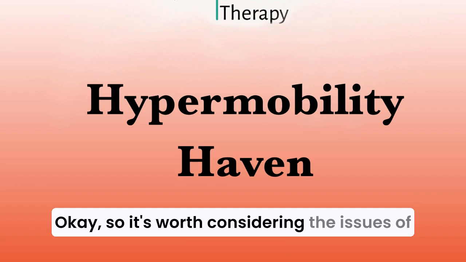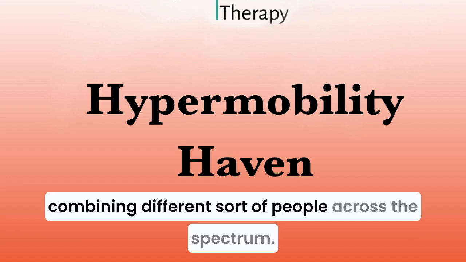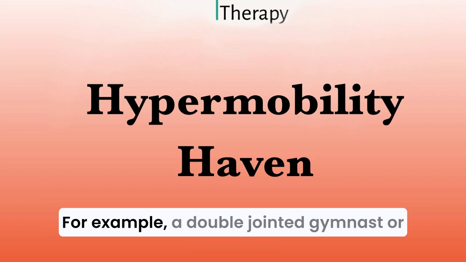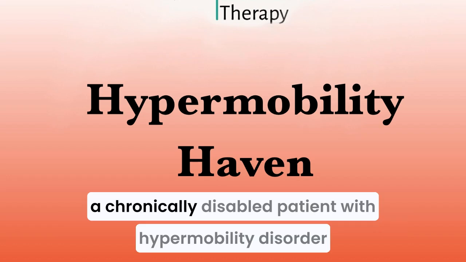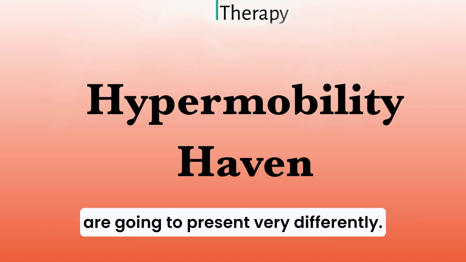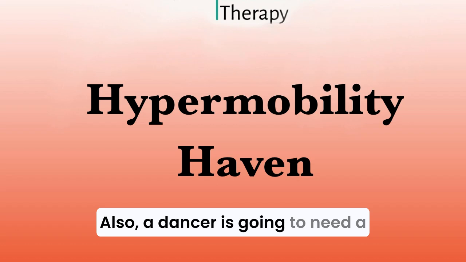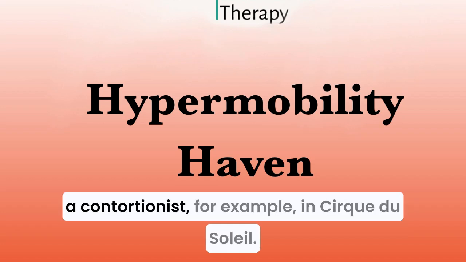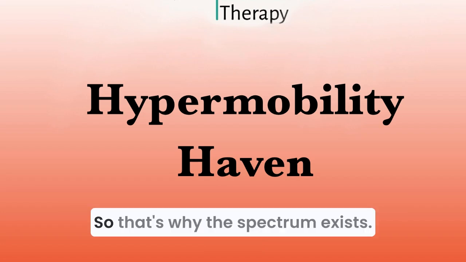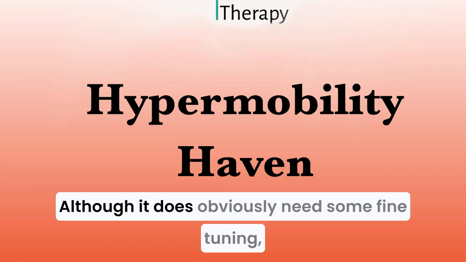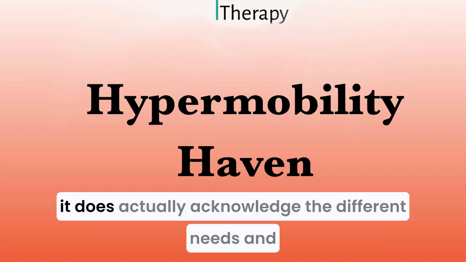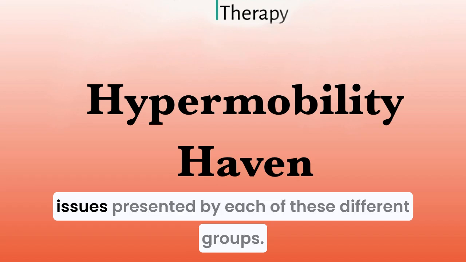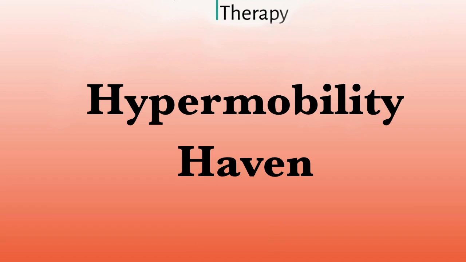Okay, so it's worth considering the issues of combining different sorts of people across the spectrum. For example, a double-jointed gymnast or a chronically disabled patient with hypermobility disorder are going to present very differently. Also, a ballet dancer is going to need a certain level of stability compared to someone who's trying to be a contortionist, for example, in Cirque du Soleil. So that's why the spectrum exists, although it does obviously need some fine-tuning. It does actually acknowledge the different needs and issues presented by each of these different groups.